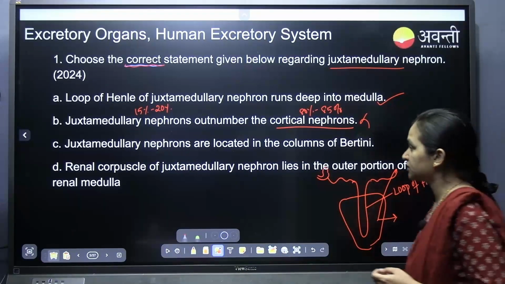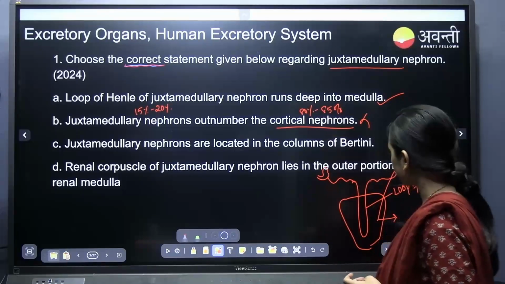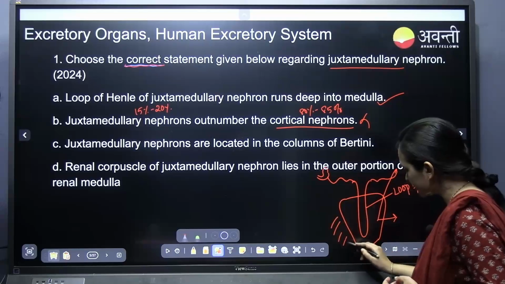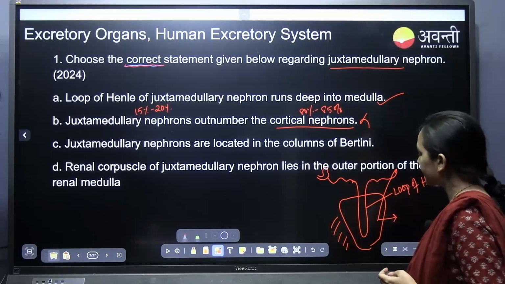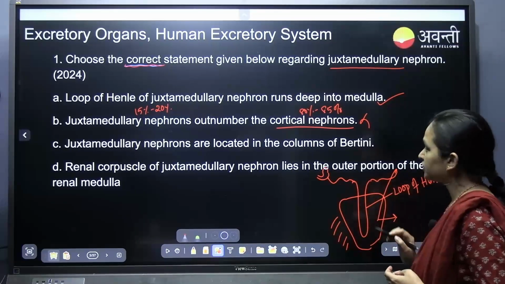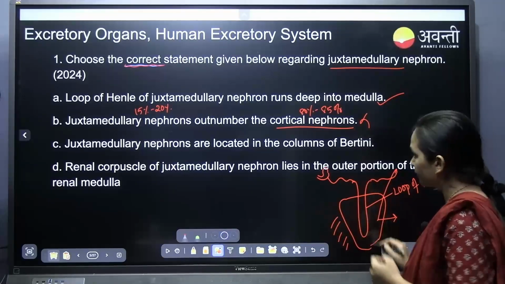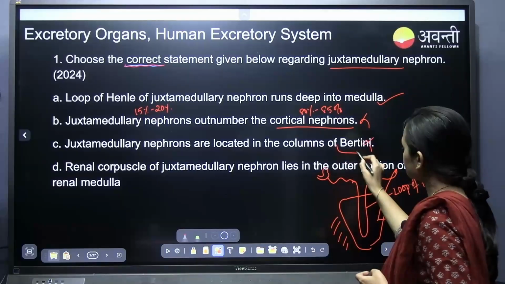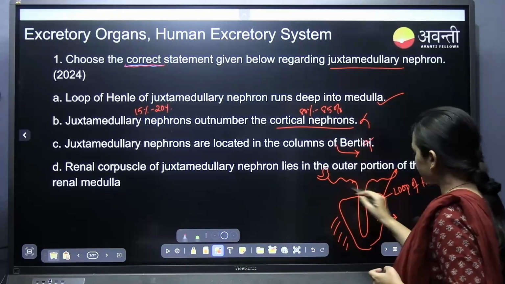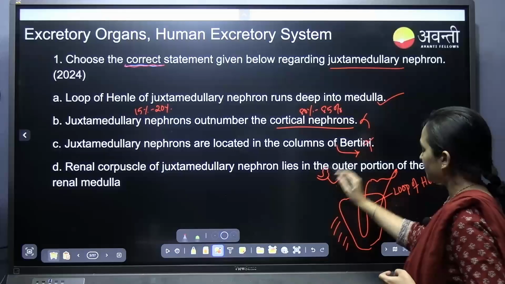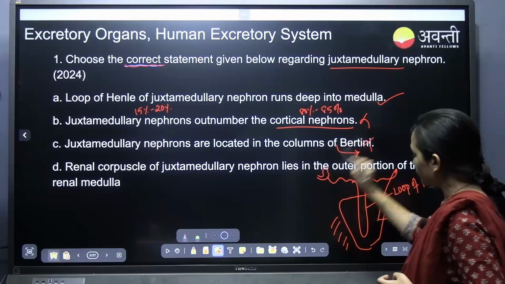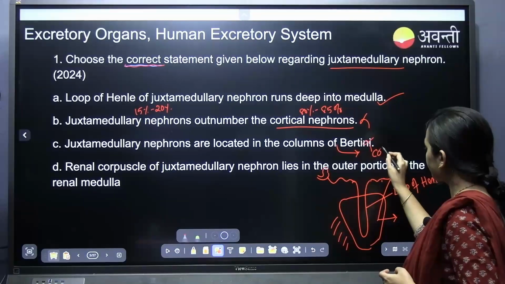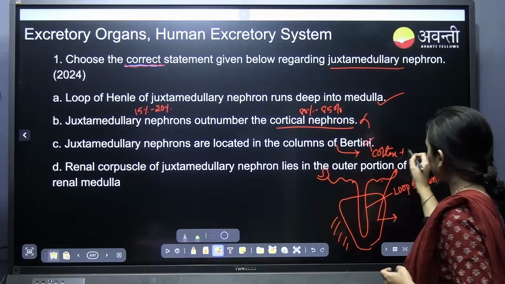Juxtamedullary nephrons are located in the columns of Bertini. No. What are columns of Bertini? The space outside the medulla is called columns of Bertini. Actually, the loop is embedded into the medullary pyramid, so not into the columns of Bertini. Actually, they are located in the cortex and medulla. The DCT, Bowman's capsule, glomerulus, and PCT are in the cortex, plus the medulla.